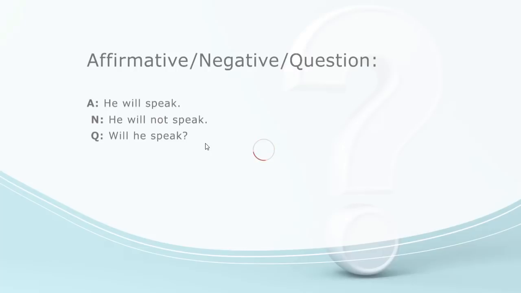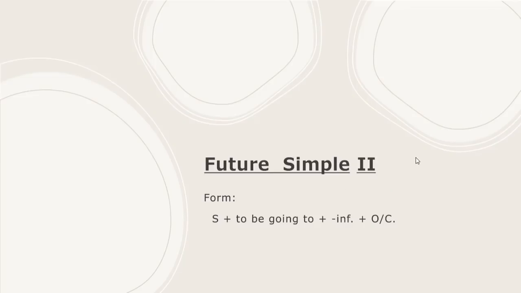Okay, subject plus to be going to plus infinitive plus object or complement. Right. Why is it different? Because it is used in a different way. Take a look. Like a decision made in the future. You decide to do something. You decide to do something. Or a conclusion with regard to the future.